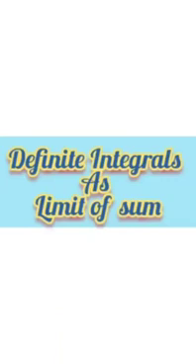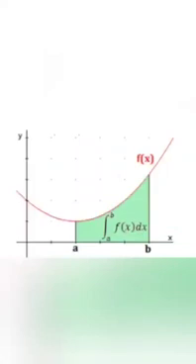Today we are going to know about definite integrals as limit of sum. We already know that the goal of integral calculus is to find the area under a given curve. Or we can say that integral a to b f(x) dx is the area under curve f(x) between two given points a and b. That is, the area under curve f(x) between two given points a and b is equal to the value of the integral a to b f(x) dx.